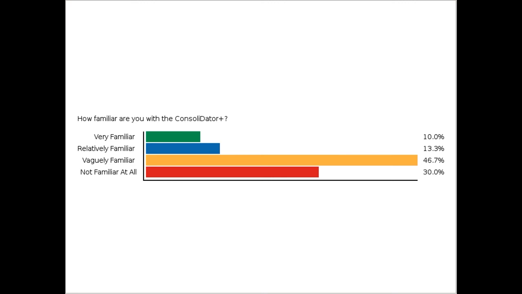All righty, let's see what kind of results that we got from here. Well, a majority of you folks are vaguely familiar with the ConsoliDator Plus, which is really encouraging to know. It means that you've at least seen it, you've heard about it, maybe you've even pushed a few buttons on it, so that's really great. And for those of you who are not familiar at all, that's perfectly okay too. Again, that's half the point of doing these types of webinars.